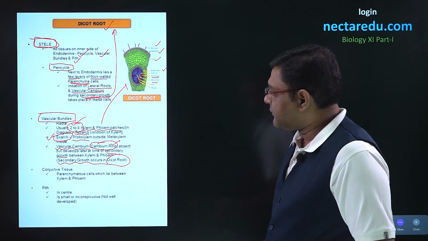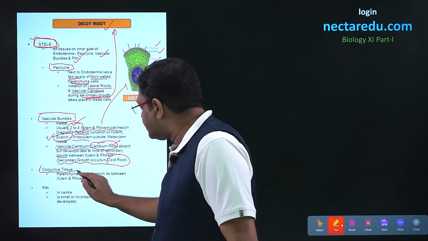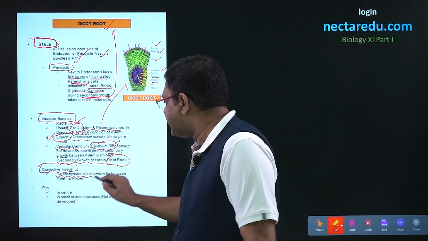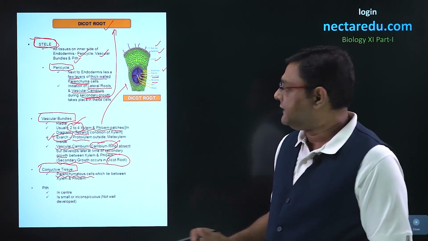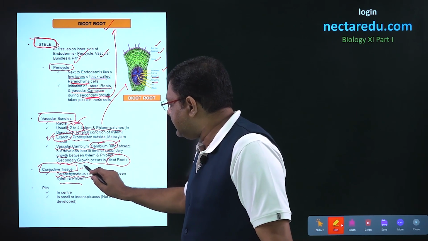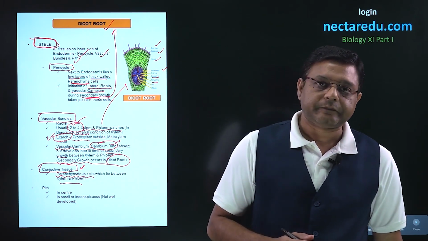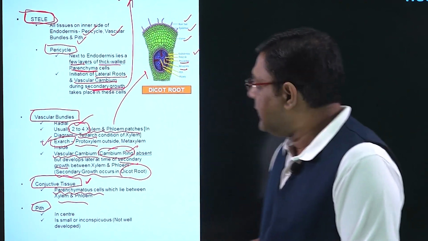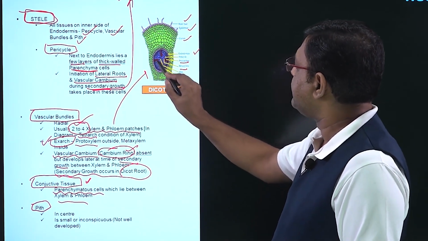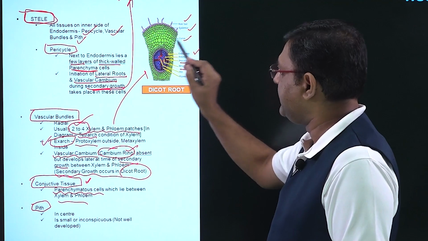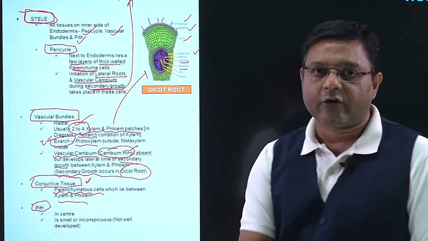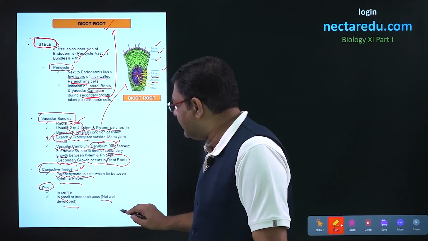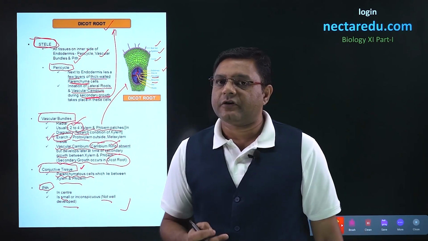After this vascular bundle, we come to tissue which is called as conjunctive tissue. Now, conjunctive tissue has parenchymatous cells, and these cells lie between xylem and phloem, and these are called as conjunctive tissue. The last tissue which is present over here is called as pith. Pith is obviously this central portion which is present. This will be the pith, and in the case of dicot roots, pith is very small or it is not well developed. So, that is the overall structure of dicot roots.